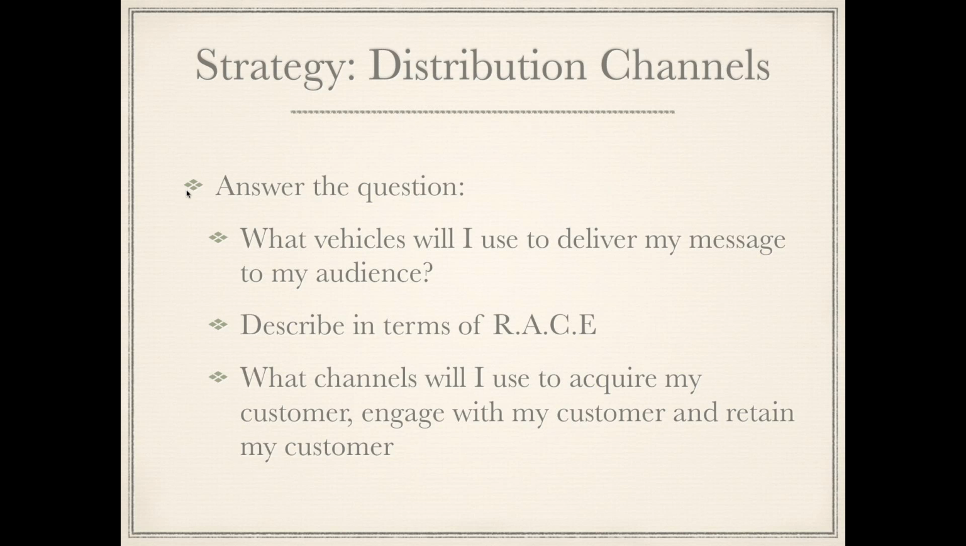You don't have to describe that in terms of race. That's a mistake on there, so disregard the second bullet, describe in terms of race. But just consider, for example, a distribution channel could be social media.